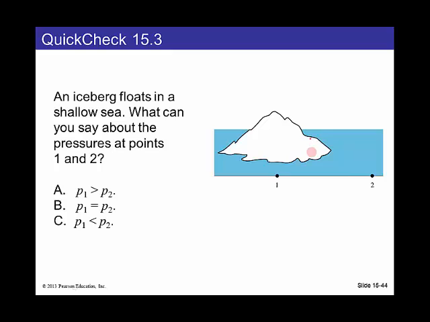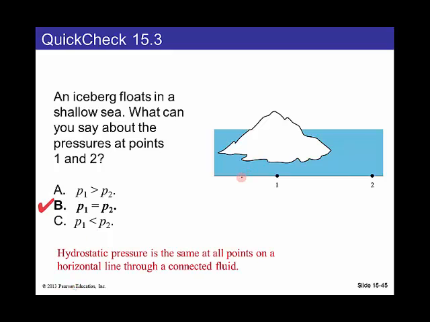So you have an iceberg here that is floating, right? And then you have point 1 and point 2. So there's a big mass here on top of 1 and there's nothing on top of 2. Question: is P1 greater than P2, P1 less than P2, or P1 equal to P2? Take a minute to answer the question. And the answer, of course, is that P1 is equal to P2. It doesn't matter that this iceberg is here on top of this point. This weight is not going to change the fact that along this horizontal line, the pressure is going to be the same.